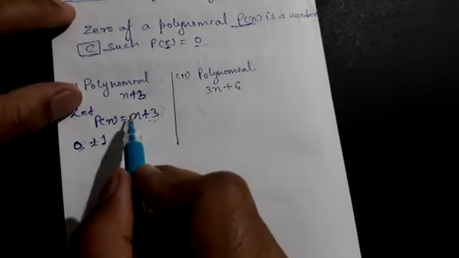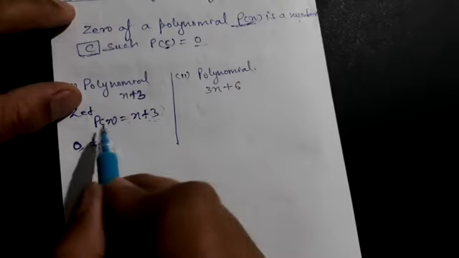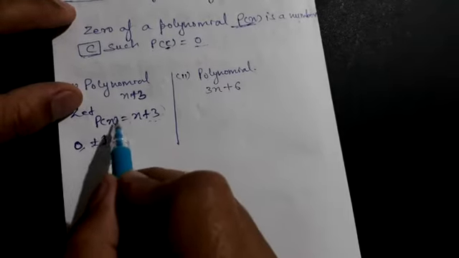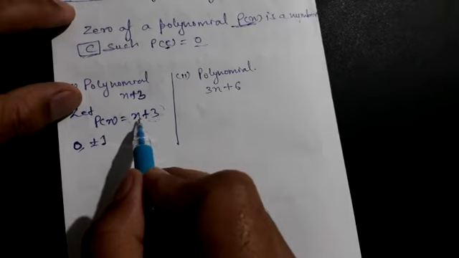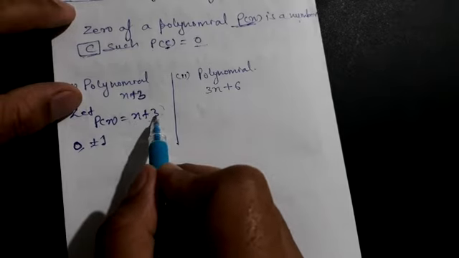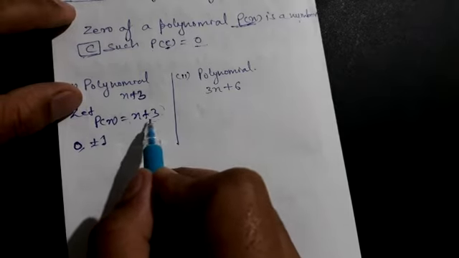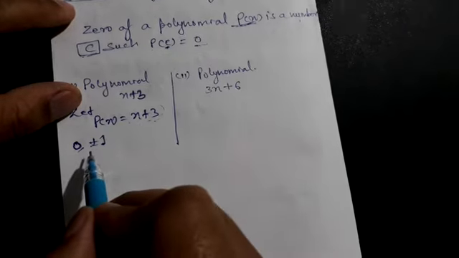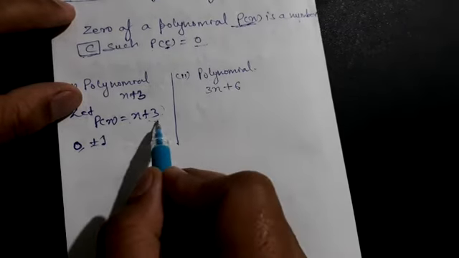After that we will take plus 1. In place of x we will substitute plus 1, or we can say p of plus 1 is equal to plus 1 plus 3. Is this giving you 0? No, this is again not giving us 0. It means 1 is not a zero of this polynomial.